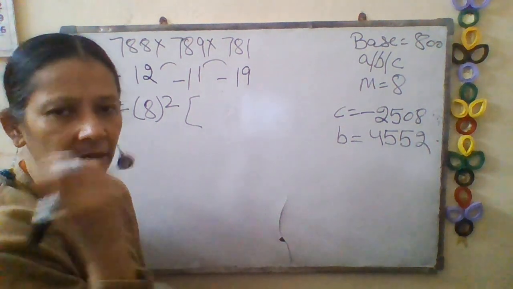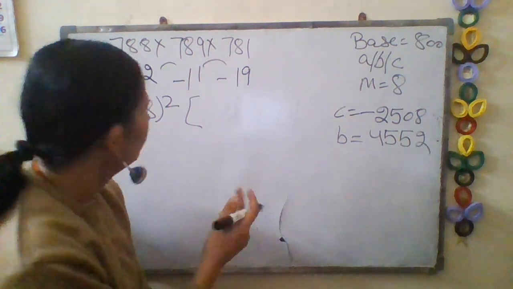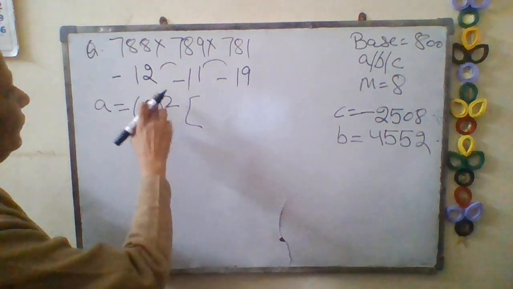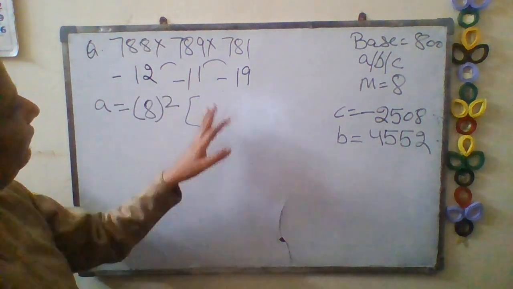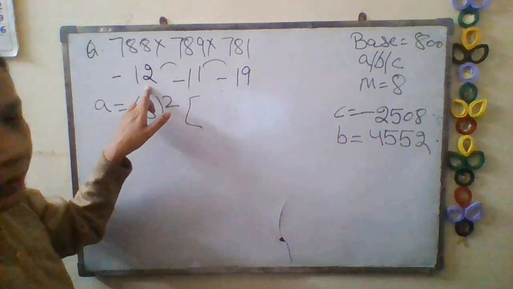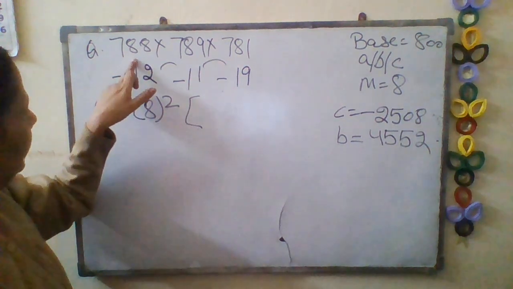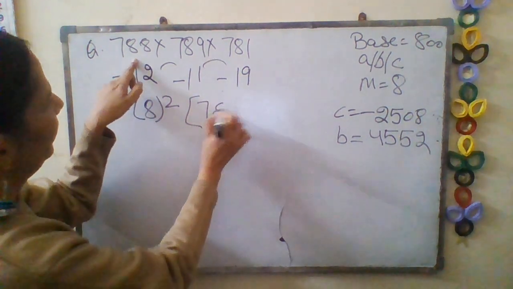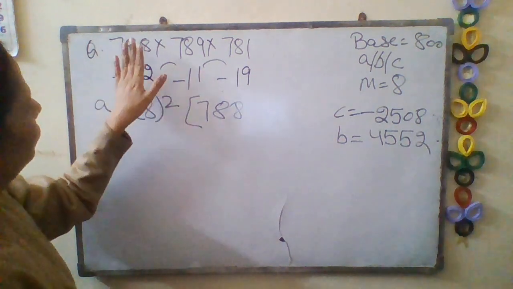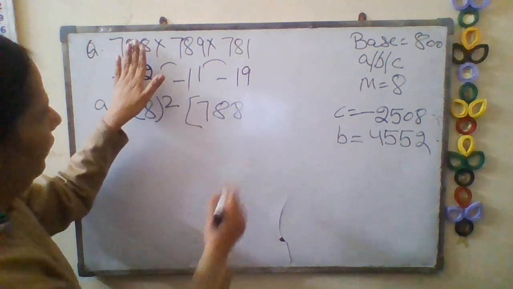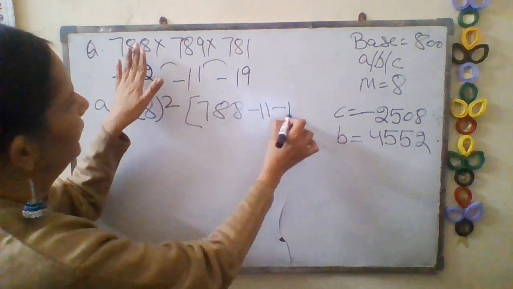So you can clearly do this work in your mind. Okay, so how will you do it? If I am taking the 11 and 19, I will not take this 12. I am writing this 788. Okay, 788 I have written here. So I will not take this 12. I will take minus 11 minus 19.